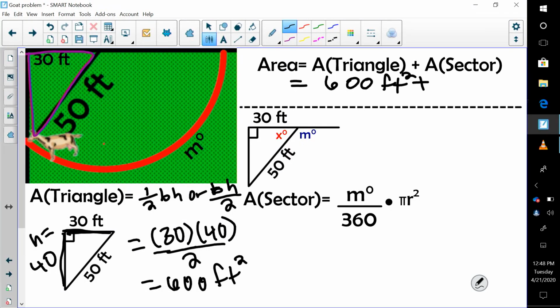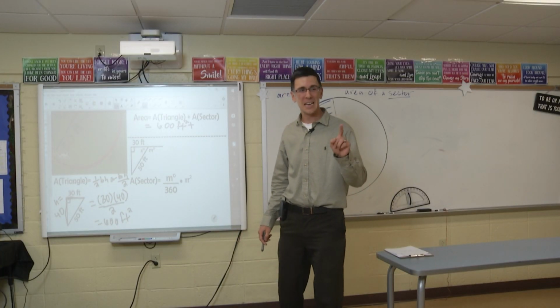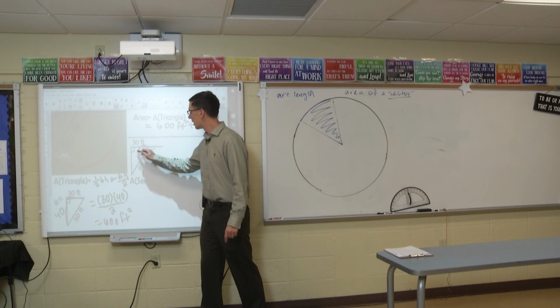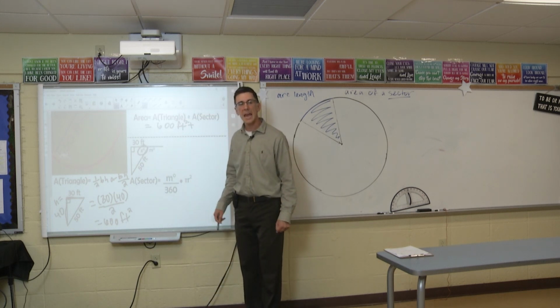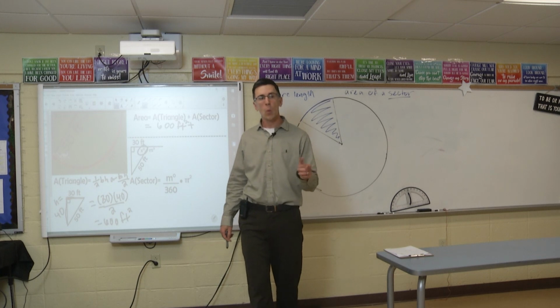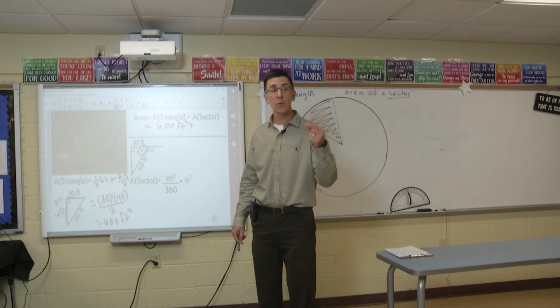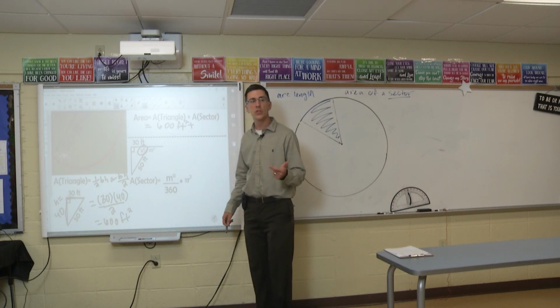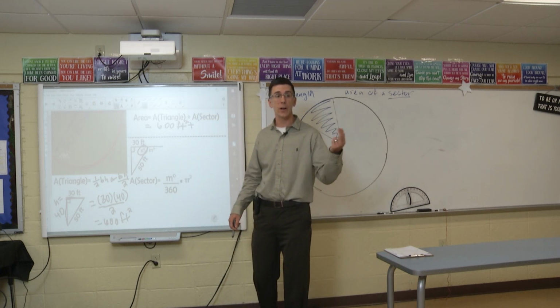Okay, so we have this part here, and that is going to be 600 square feet. Now we have to find the area of the sector. For this sector, there's one thing that we need. We know that's M. This central angle is equal to that. Now, we've got to figure out what that central angle is. In order to do that, we're going to pull on another skill that we've learned previously, and that is right triangle trig. When you have a right triangle and you're looking for a missing angle, we are going to use the inverse, either sine, cosine, or tangent.